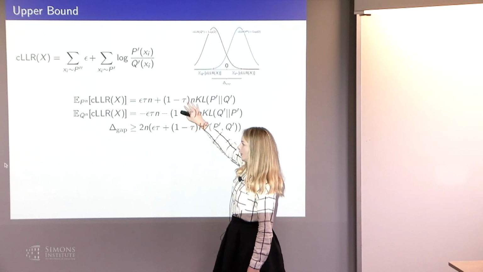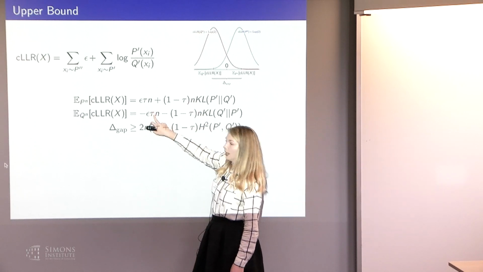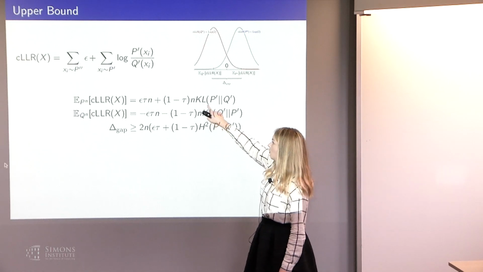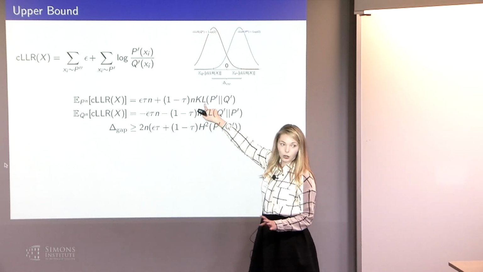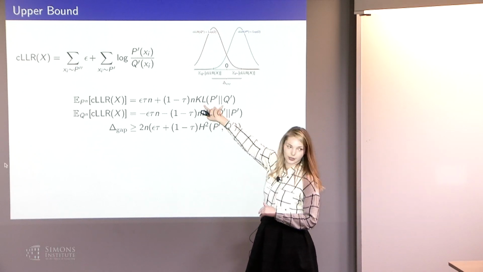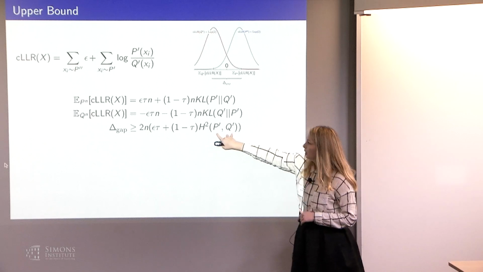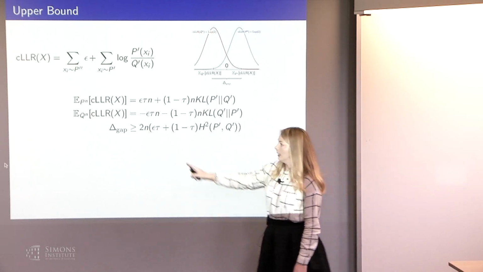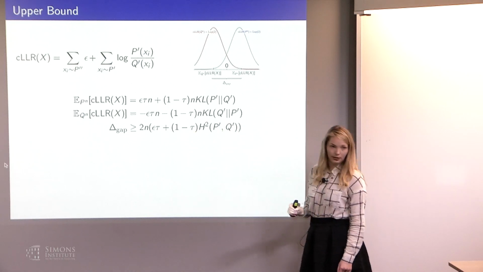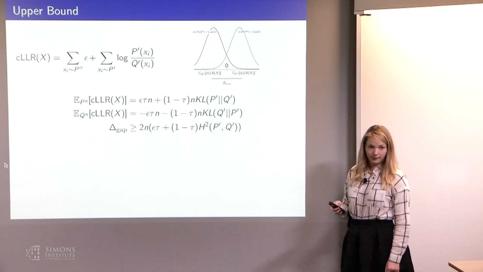Okay, so taking the difference of these two things, I get 2n epsilon tau from here. And this Hellinger distance term comes from the fact that the KL divergence always dominates the Hellinger distance. So this thing is always bigger than the Hellinger distance squared. So I get this part. And now notice that what is inside the brackets is exactly the denominator in my sample complexity bound.